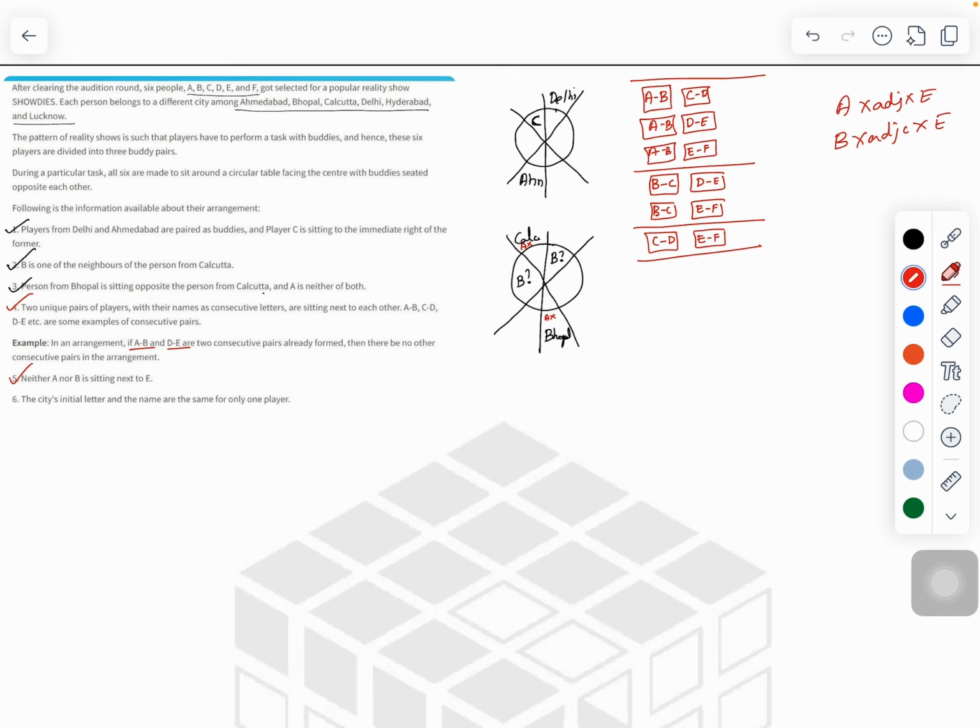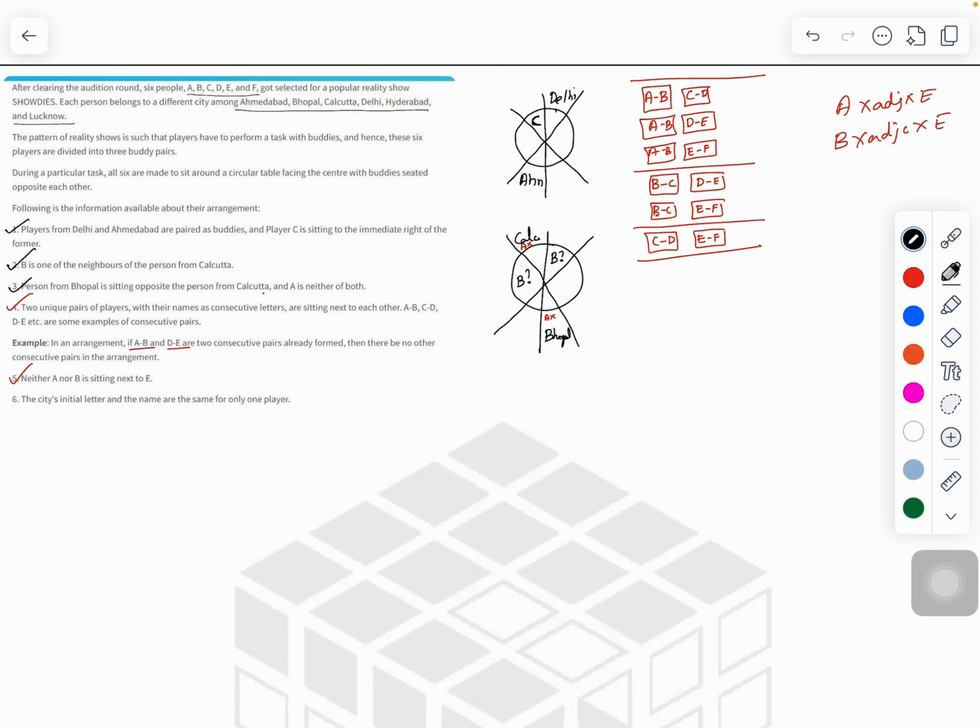City's initial letter and the name are the same for only one player. Initial letter and the name. The cities' initial letters are A, B, C, D, H and L. Players' names are A, B, C, D, E, F. So, if there is a match, it cannot be for Hyderabad or Lucknow. It can only be for Ahmedabad, Bhopal, Calcutta and Delhi.